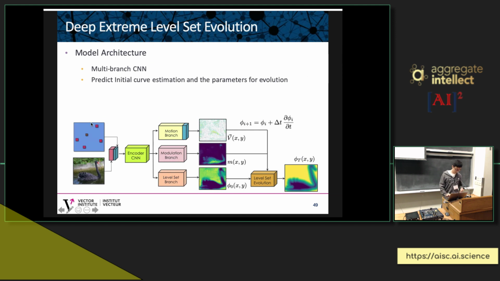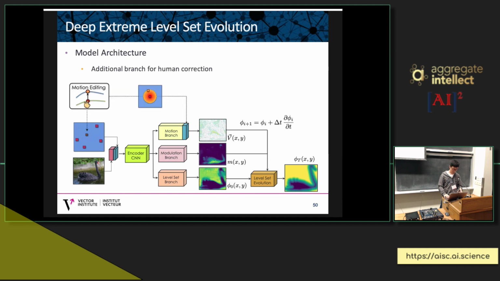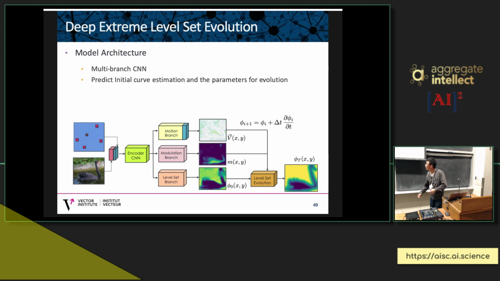So the input of the network is four extreme points. The extreme points are like, here's the object. If we want to segment the grooves here, we can just give four red clicks, like the top, the bottom, the leftmost, and the rightmost, to indicate we are going to segment the grooves out. We propagate them into an encoder CNN, and there's a multi-branch CNN.